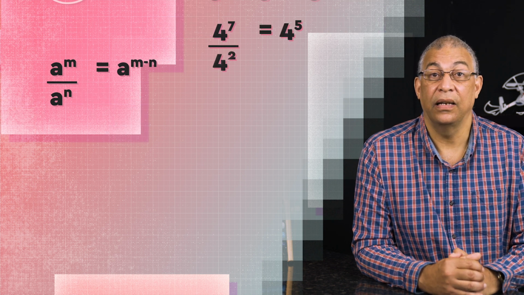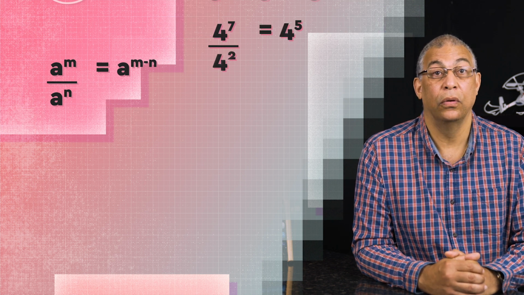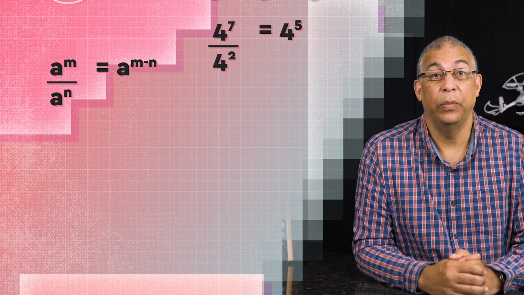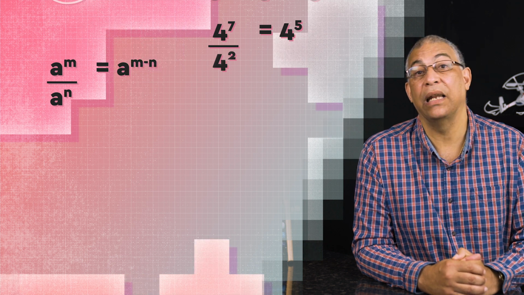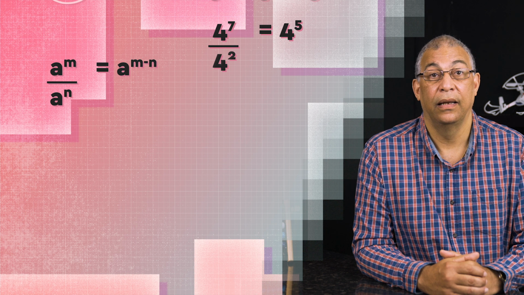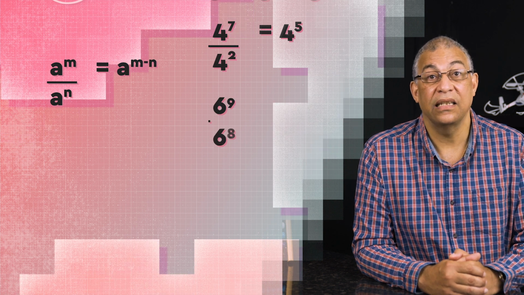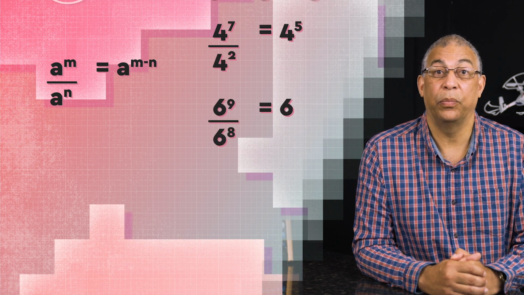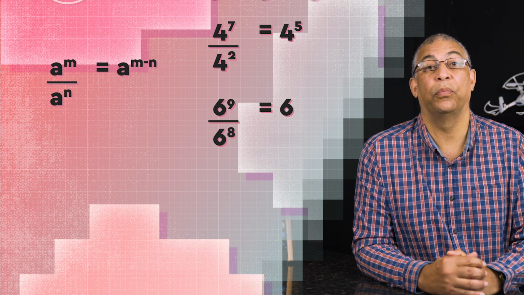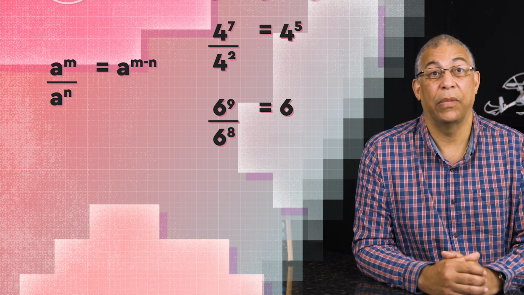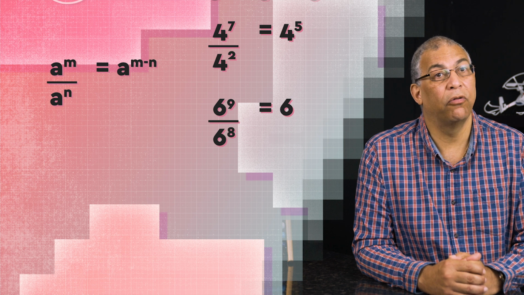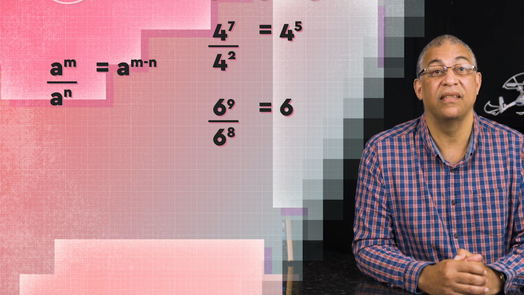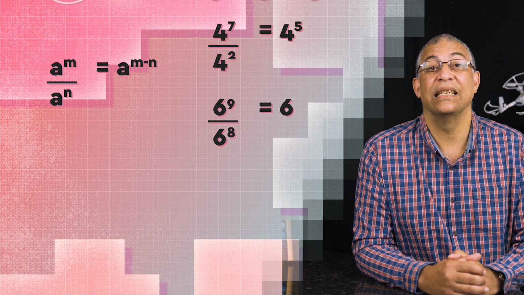If we apply some examples to it, it might make it easier. So 4 to the power 7 divided by 4 to the power 2, or 4 squared, would be equal to 4 to the power 7 minus 2, which is 5. A second example, 6 to the power 9 divided by 6 to the power 8 gives us 6 to the power 1. 9 minus 8 is 1. But we don't write the 1, we just assume that the 1 is there. So we just write the answer as 6.